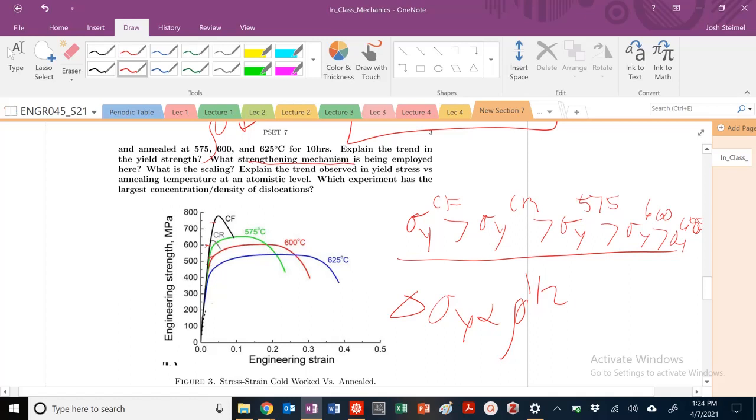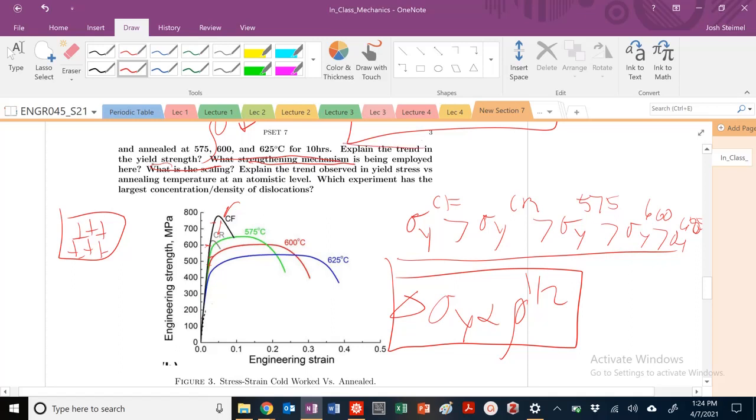So it's cold worked. When we cold form or cold roll material, we are increasing the number of dislocations in our material, and thus it becomes harder for those dislocations to move throughout your material. So we've got the strengthening mechanism, we've got the scaling, so let's cross it off. We've explained the trend, and we've actually already kind of talked about it at the atomistic level.